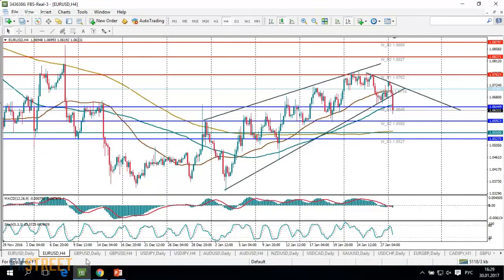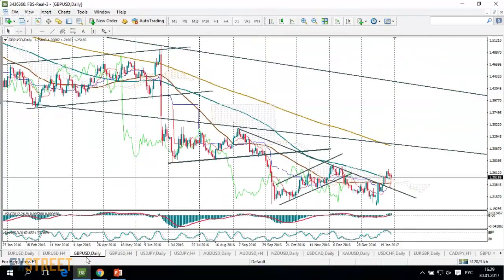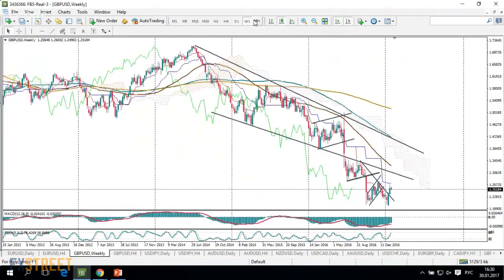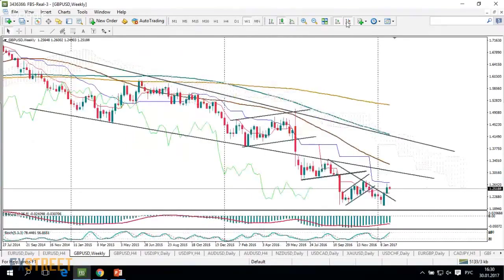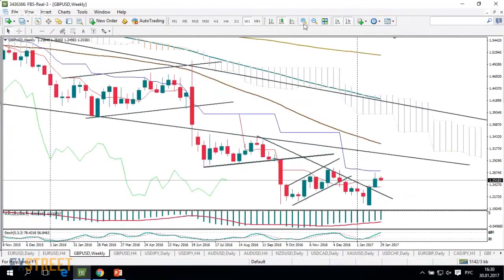Let's move to the next currency pair, the British pound versus the US dollar. The first look will surely be on the weekly chart. There were two weeks of gains for the British currency. One weekly candle, which was not last week but the week before, was an engulfing pattern, which allowed the British pound to continue growing and reach levels around 1.2670.